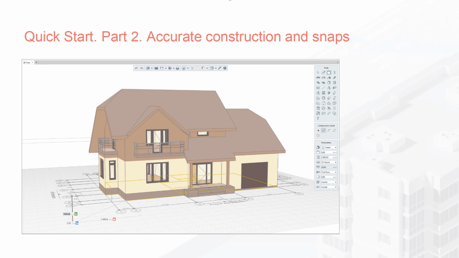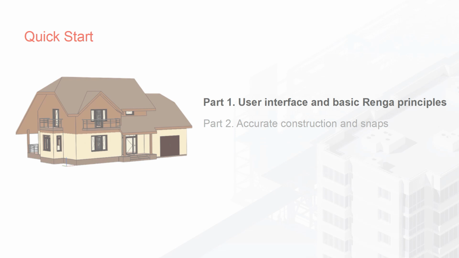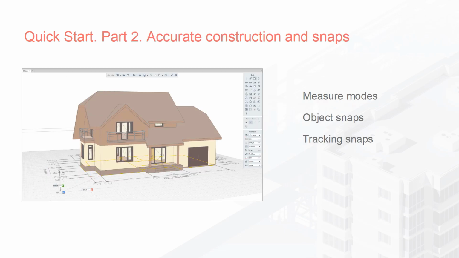This course is the second in the Quick Start series of lessons. We recommend that you take the course, Part 1, User Interface and Basic Renga Principles first. In the second part we will study measure modes, object snaps and tracking snaps. We will continue to use the 3D model of the cottage from the first part.